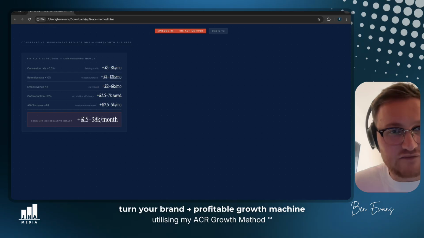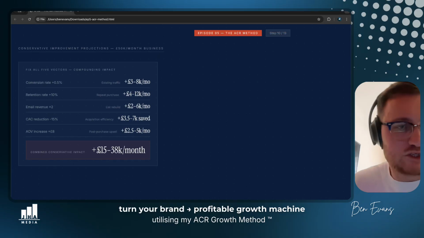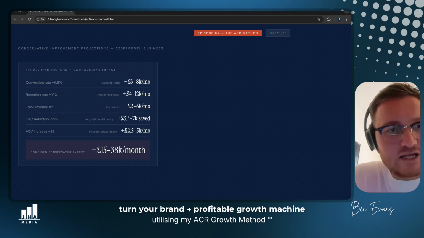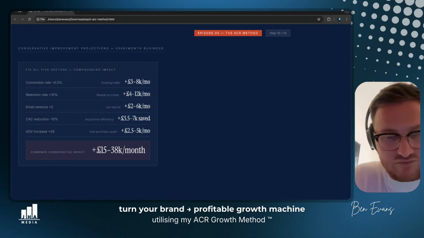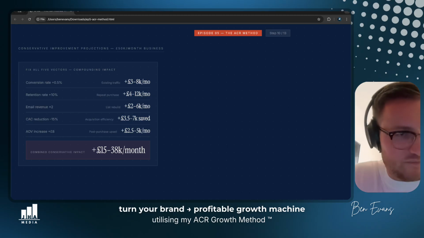I'm just going to give you a conservative example, based on a couple of clients that we've worked with, and what the conservative improvement projections would typically look like for a 50K a month business. Now, typical uplift, let's just say, for example, based on existing traffic, your conversion rate improves by 0.5%. That's really, really low. We always go above this, but let's just run with it. That's 3 to 8K a month improvement.